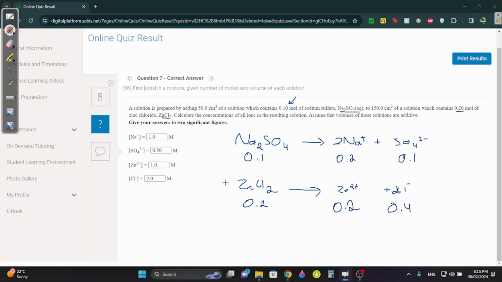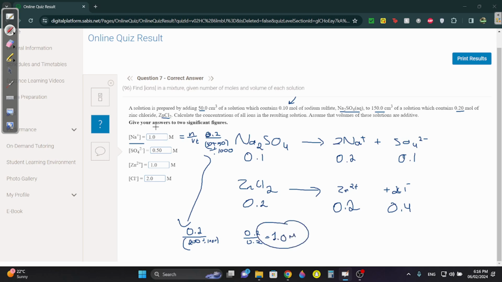Okay, how do you find the concentration now? What will the concentration of Na be? Concentration equals n over V total. So the moles of Na, which is 0.2, over the total volume, which is 50 plus 150 cm³. 50 plus 150, but you have to divide it by 1000. So let me move this over here. Okay, so it will be 0.2 over 200 divided by 1000, because you have to change it to dm³. You get 0.2 over 0.2, which is 1.0 molar concentration.